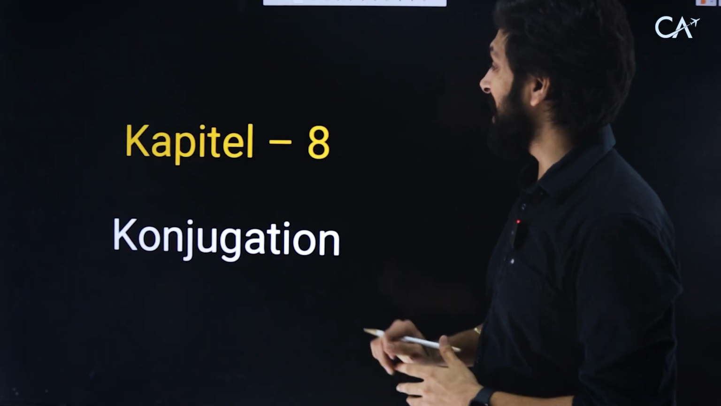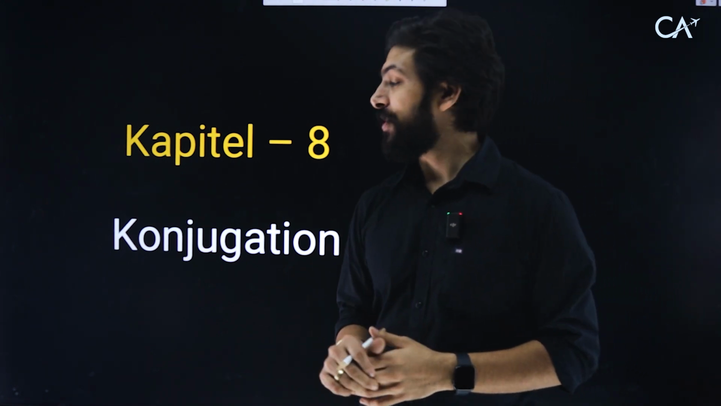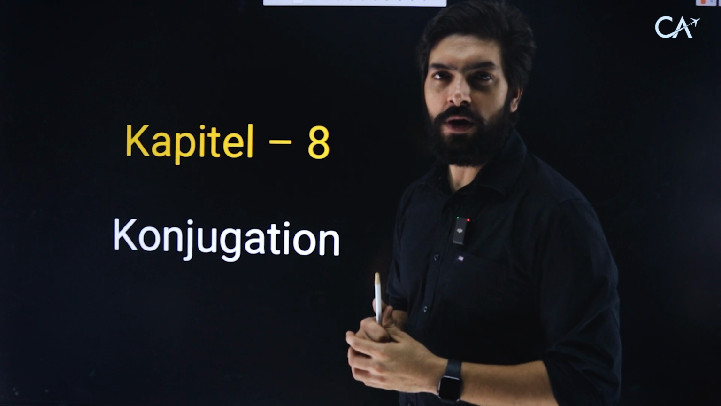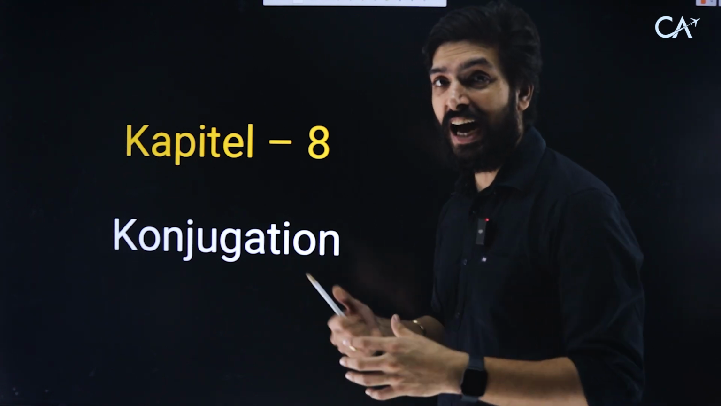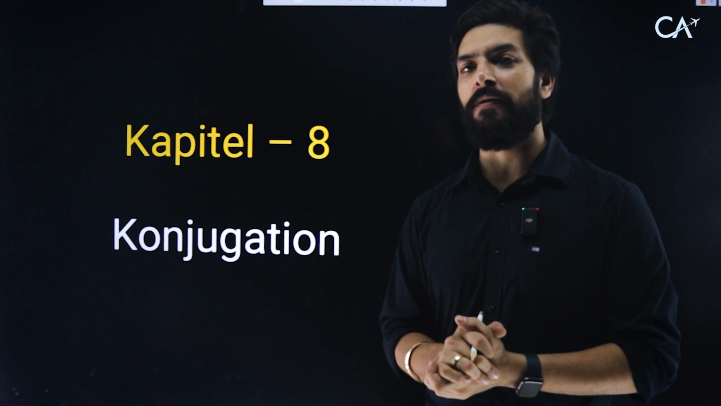And we already are at chapter 8. Kapital 8 feels good, trust me. So Kapital 8 or chapter 8 is Conjugation. How do we convert our verbs based on multiple factors?